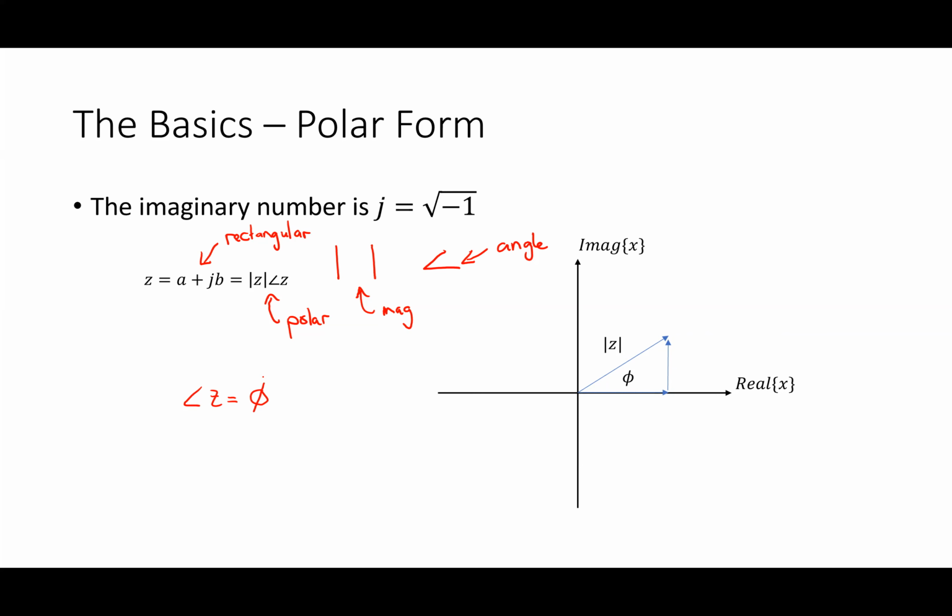All right, so what I've done here, this number Z equals A plus JB. That means the real part is A. That's the length of this side.